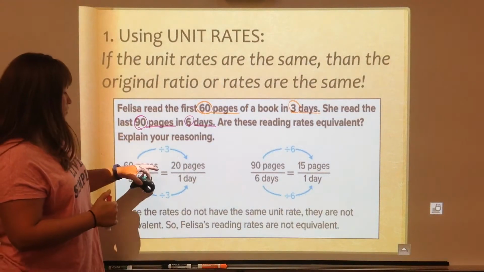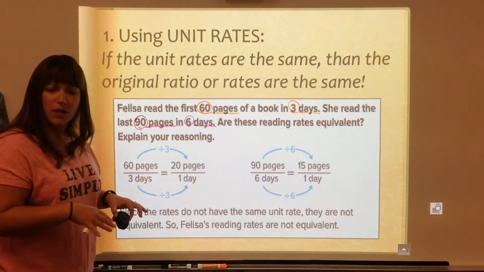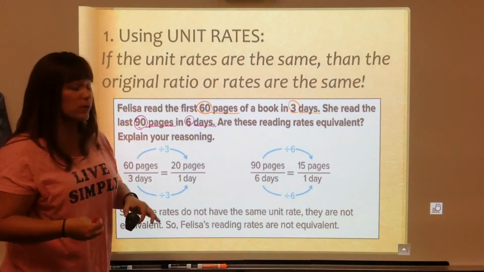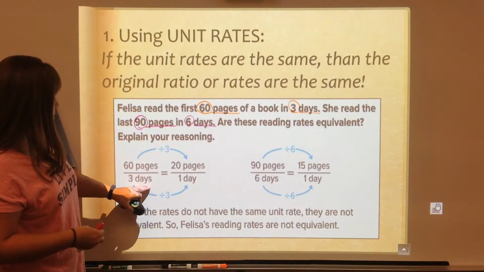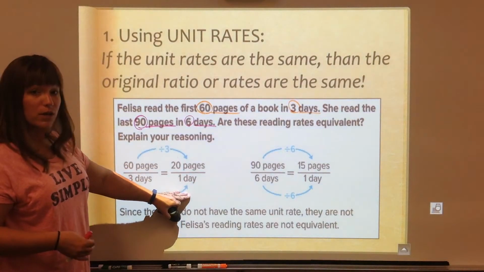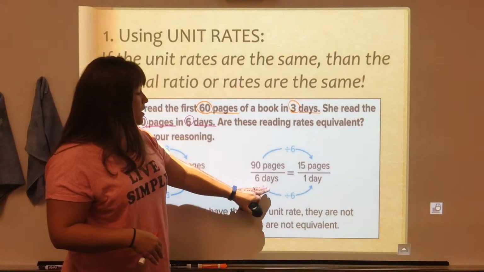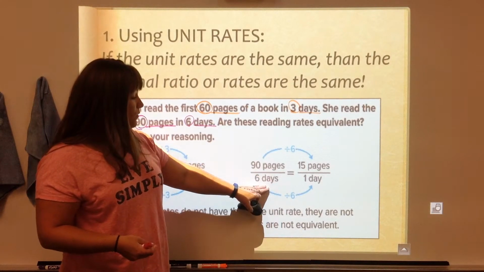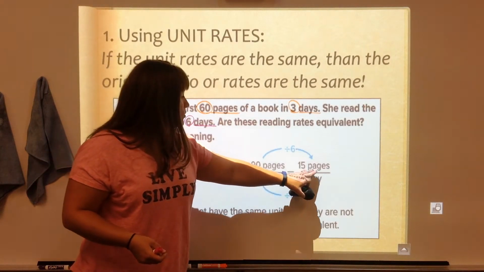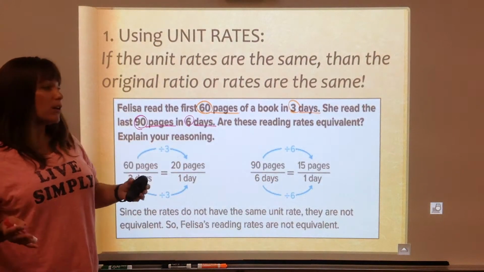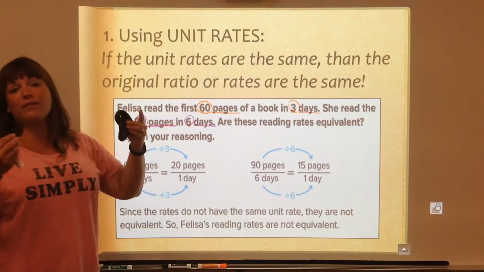So notice these words are actually within the fraction. That's okay too. I pull them out and start with the words first. But we have 60 pages in 3 days. When you divide by 3, that equals 20 over 1. You do the same for the other rate. It's 90 over 6 goes down to 15 over 1. We found the unit rates, but unlike this, they're not the same.